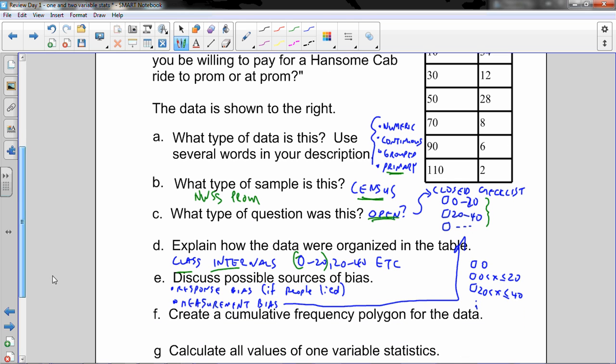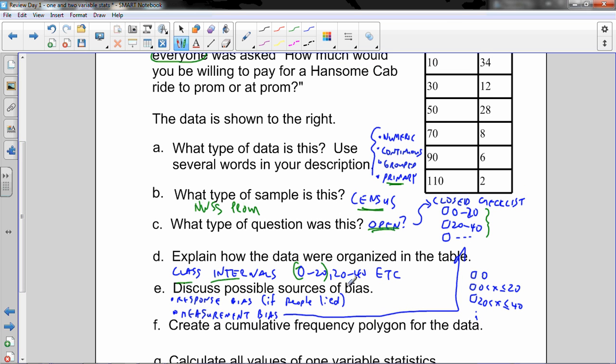Sources of bias? Well, it could have response bias. Remember, response bias is if people lied about how much they would actually spend. They exaggerated, they said they really want this to happen, so they'd spend a lot, for instance. That's response bias. Non-response bias, remember, is when people choose not to respond. That's different, and it's easy to mix up because response bias, non-response bias is when people don't respond. Measurement bias is when the surveyor has done something weird, right?